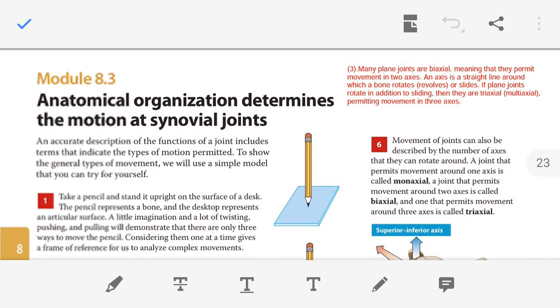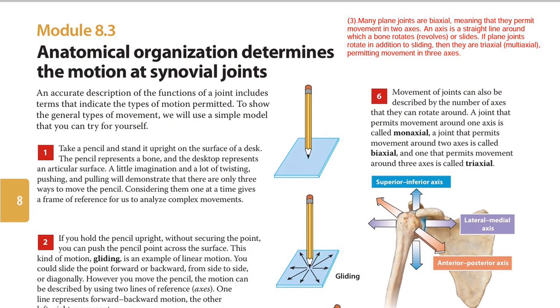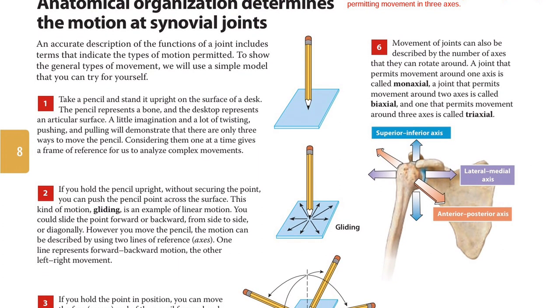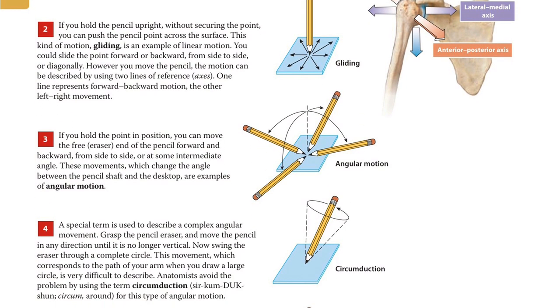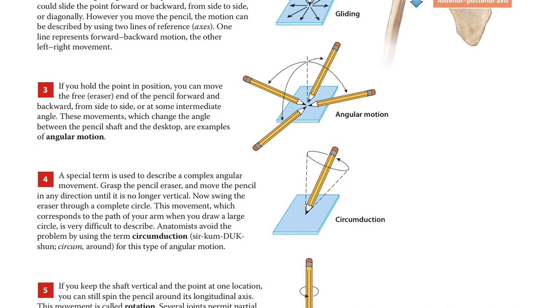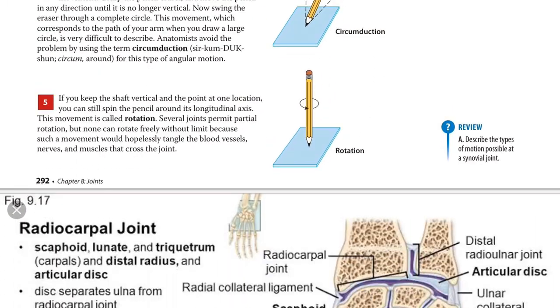Now here is some information, if you are interested in bone movement. You can understand with this what is gliding movement, what is angular movement, what is circumduction, what is rotation. You can go through this information.